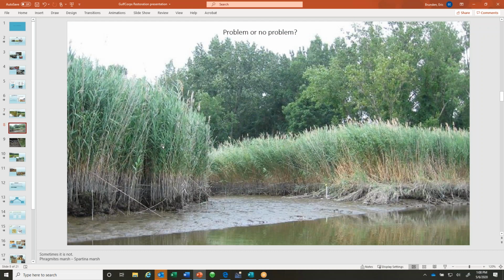Got a couple more for you. And this might be tricky for y'all. Do you think there's a problem here? I mean, that's just low tide, a lot of mud showing. Are you talking about the plants there, perhaps? I don't know. What do you think? I believe they're an invasive, but I could be wrong. So possibly a problem.